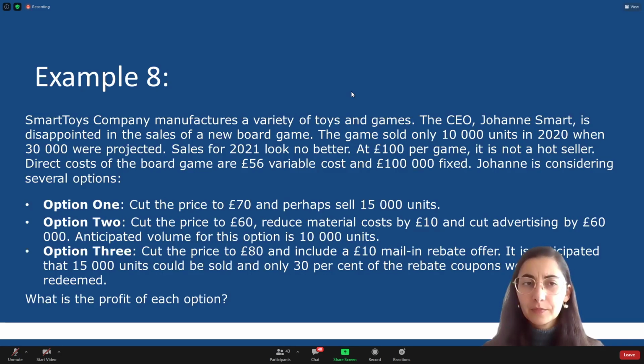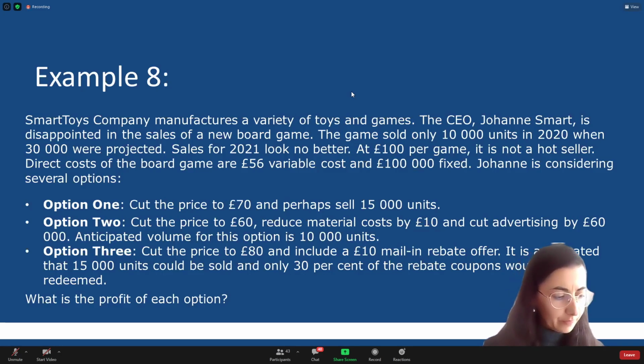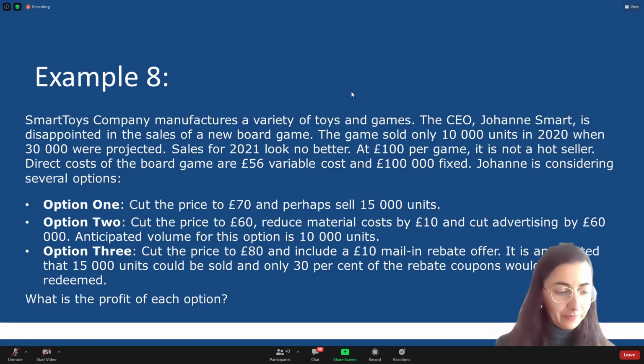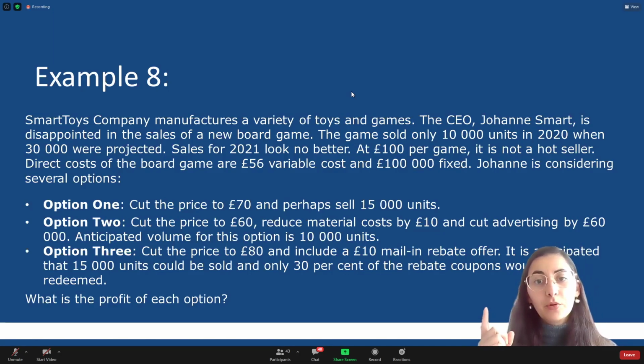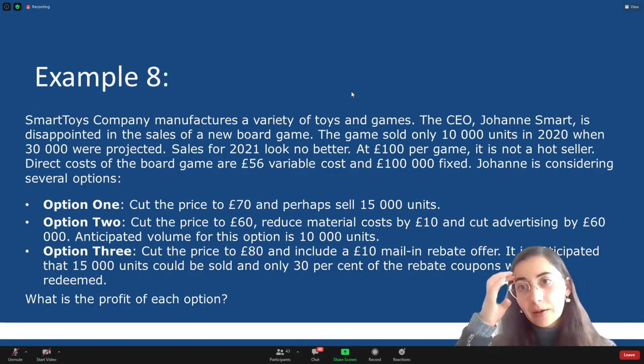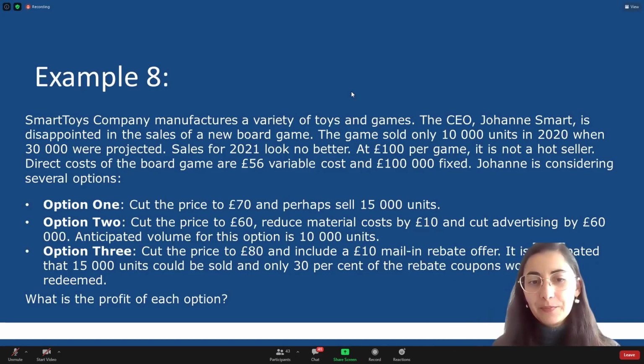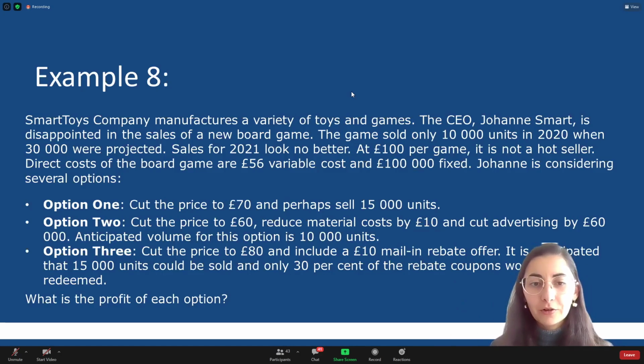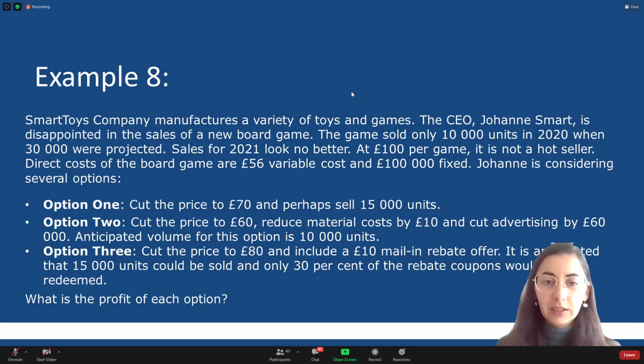So for option 1, we have to make the selling price 70 minus the variable cost 56, multiply this by 15,000 units, and we get 210,000. Profit? You're forgetting something on the profit. Yeah, we have to subtract the fixed costs. Exactly. So that would give us a profit of 110,000. 110,000. Very good.